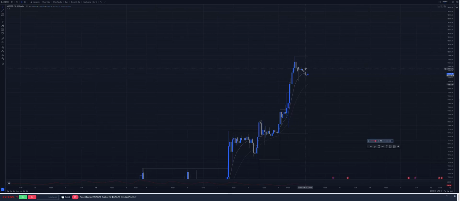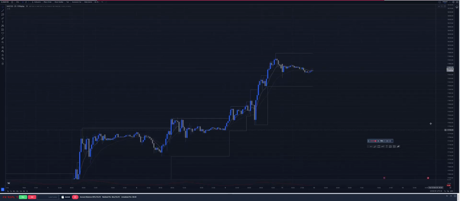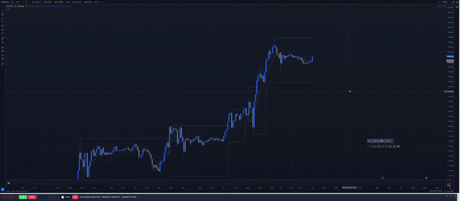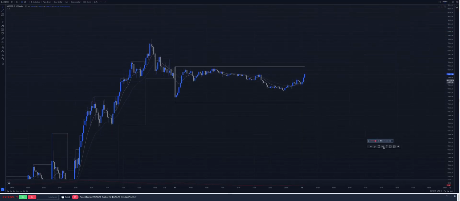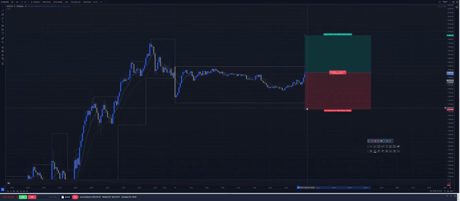Hourly could use a little bit of validation. We're still holding up ranges. So I'll wait for the 20 minute to give me something. Otherwise, yep, there you go. 20 minute gives me validation, and immediately I jump down and try to take my next entry somewhere around here.